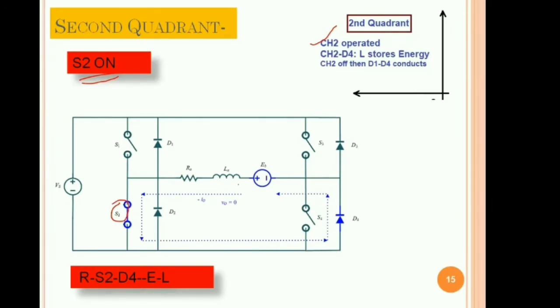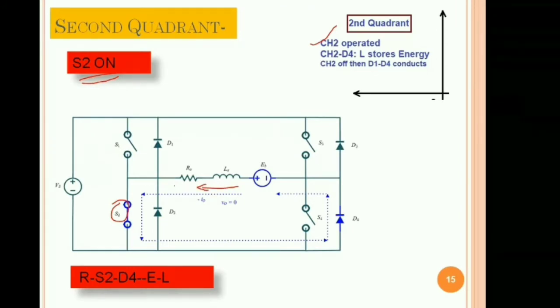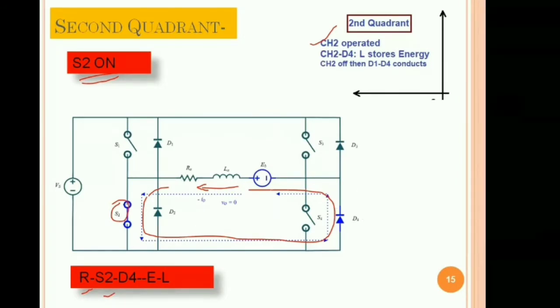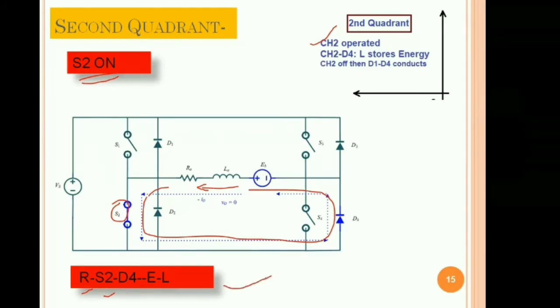Here the back EMF will deliver the current, in this way from right to left. The current flow is from EB, the back EMF source, then the armature inductance and armature resistance, then through switch S2 and through the diode. In this way, the direction of the current flow is that. See, it is mentioned at the bottom: the resistance, S2 and D4, the back EMF and the inductance. So in this way, the direction of the current flow is there.